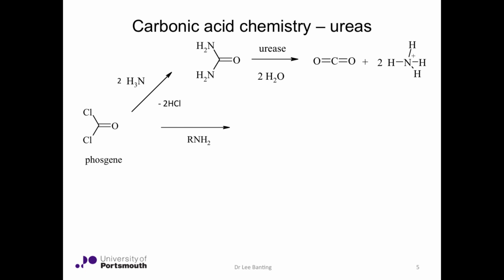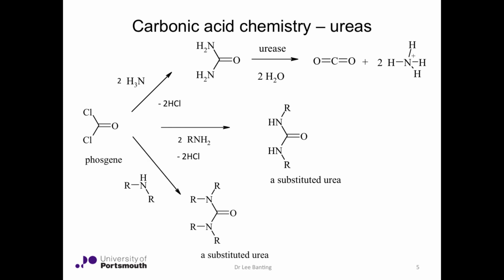If we use an amine as a nucleophile, we can disubstitute to a substituted urea on the nitrogen, and that would be a primary amine reacting to give a substituted urea and release of 2 moles of HCl. Or we can use a secondary amine, and if we use 2 equivalents of that, it will go the same way, and we end up with a more heavily substituted urea.